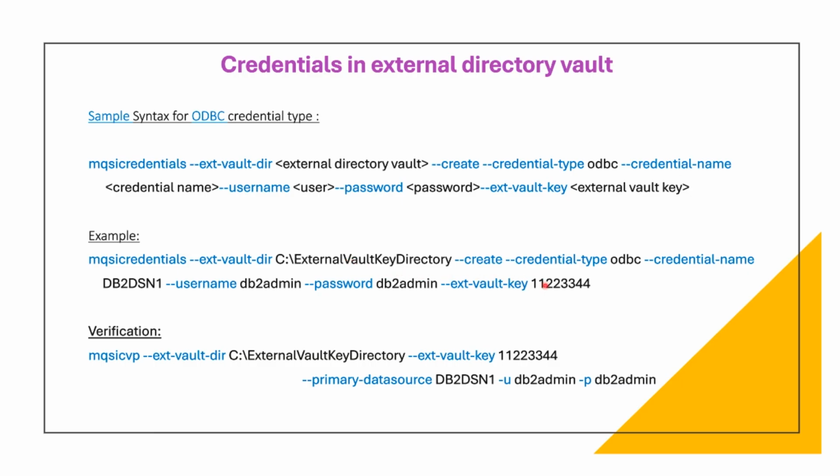Once we set up the credentials, we can verify these credentials using the mqsicvp command. Here are the details: mqsicvp, then the external directory vault location, then provide the key for that, then mention the primary data source, that is this one, db2dsn1, then mention the username with -u, then the password with -p. It will give a successful output if the configuration is correct. Now let's see how to do this.